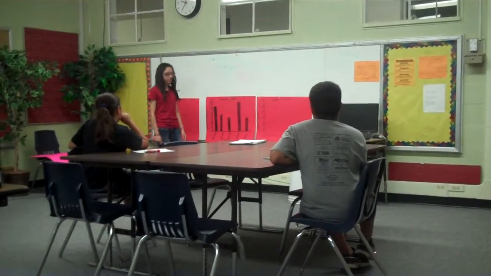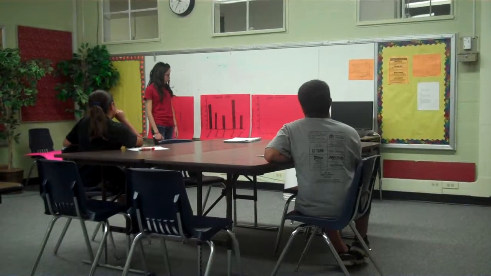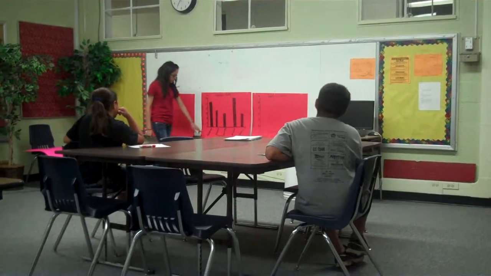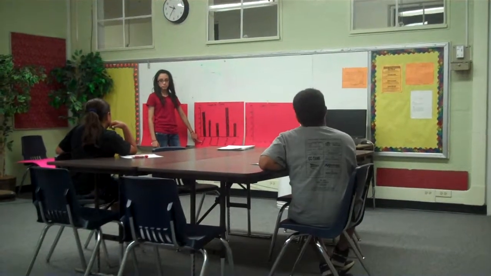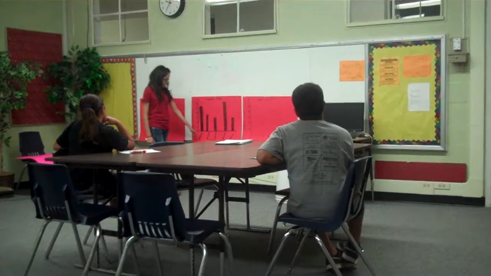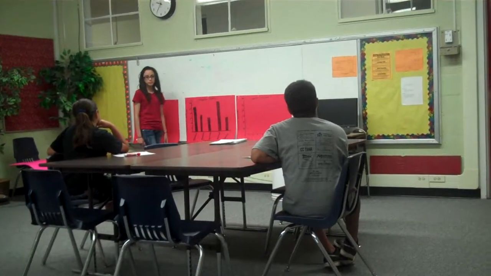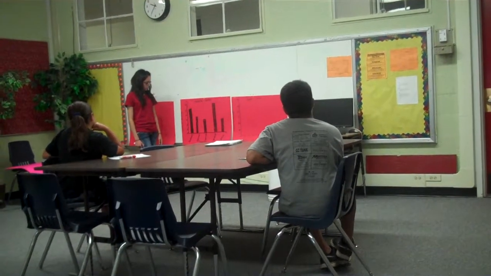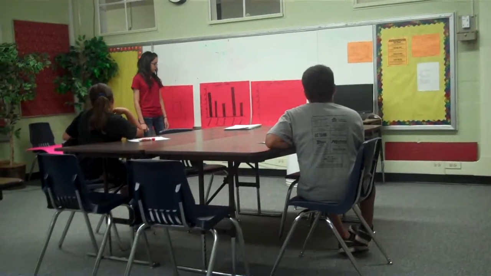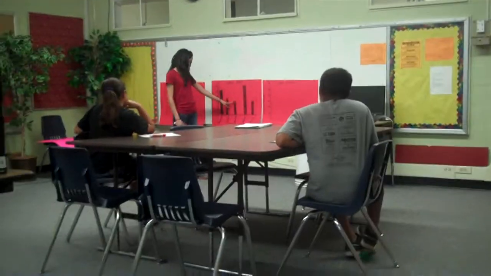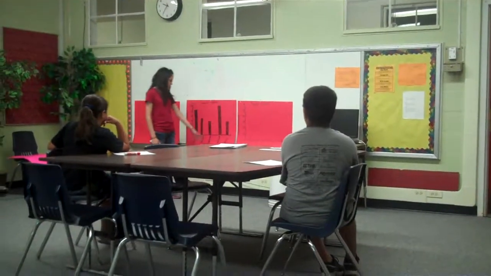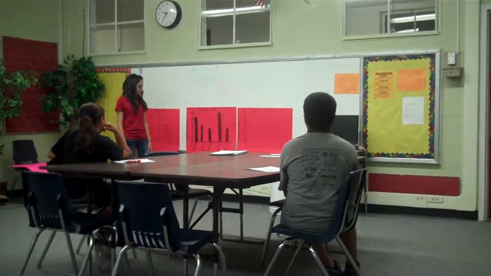Yes, and what is the x-axis? Sports. And the y-axis? Number of students. Yes. What is this first sport? Basketball. And how many people like basketball? 25. And how many people like baseball? 60. Gymnastics? 14. Softball? 30. And tennis? 50.